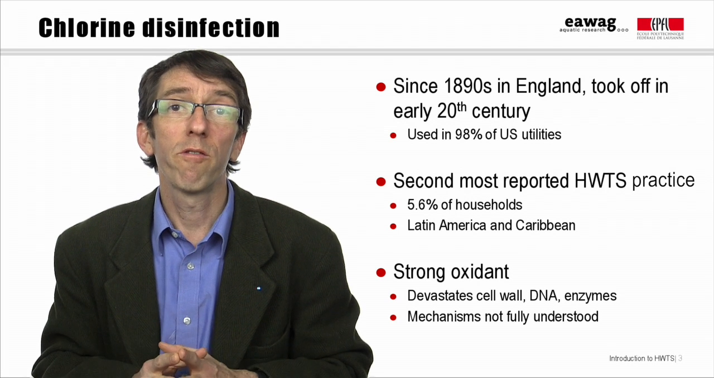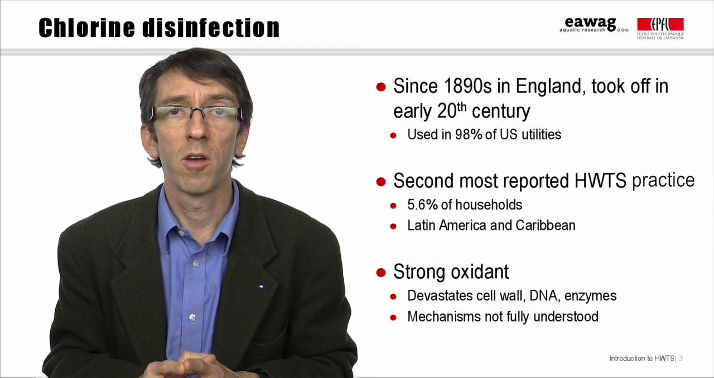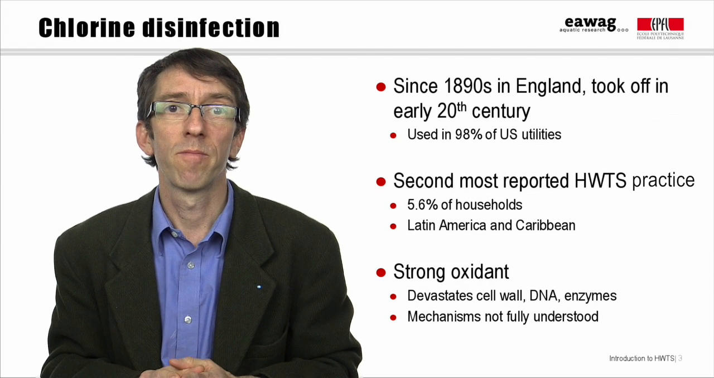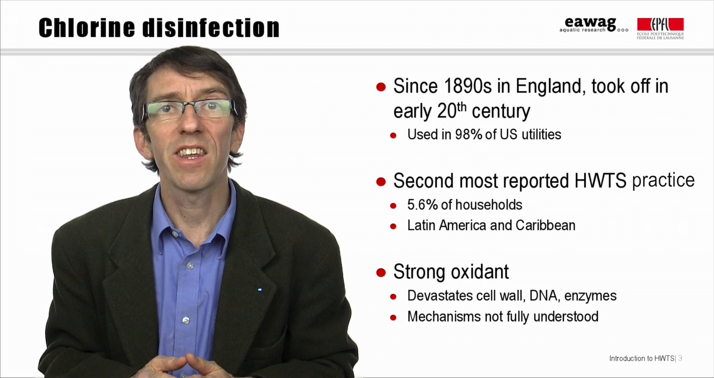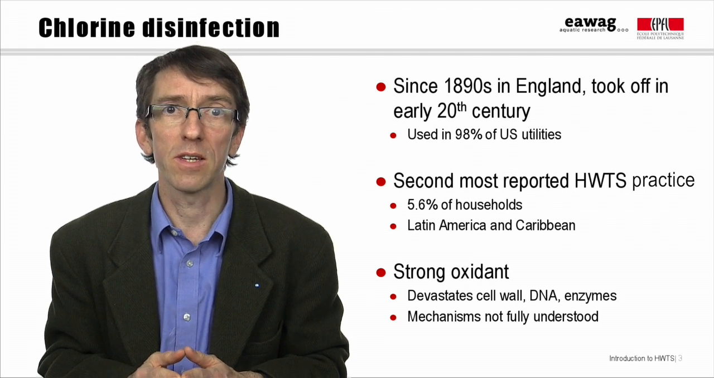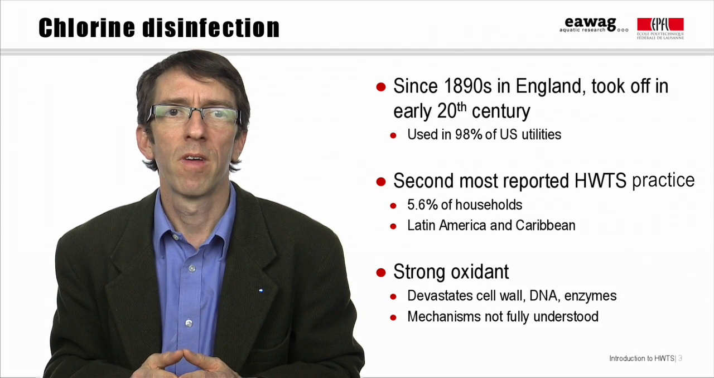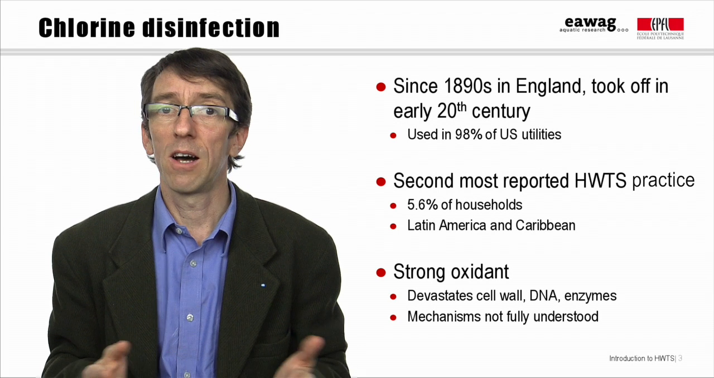Chlorine has been used for over a century in the treatment of drinking water, beginning in the UK and the USA in the early 20th century. Today, chlorine is used in 98% of U.S. water utilities and in similarly high numbers across the world. Chlorine is also widely used at the household level.